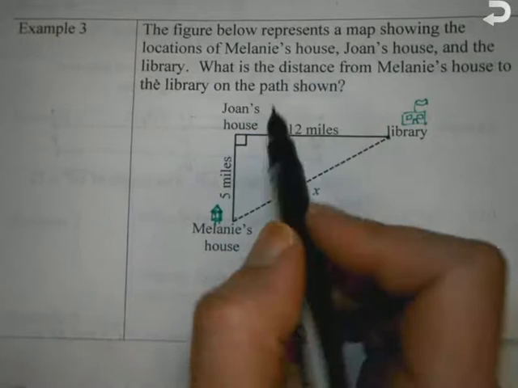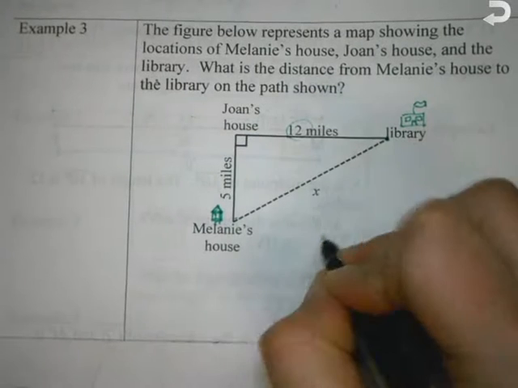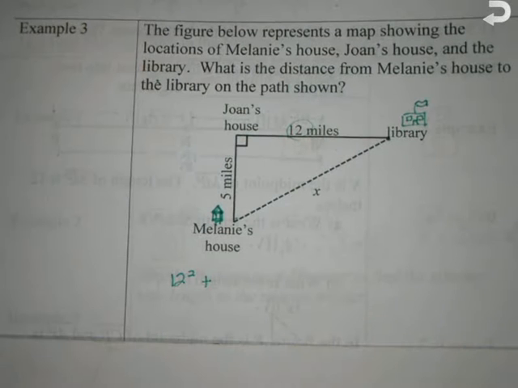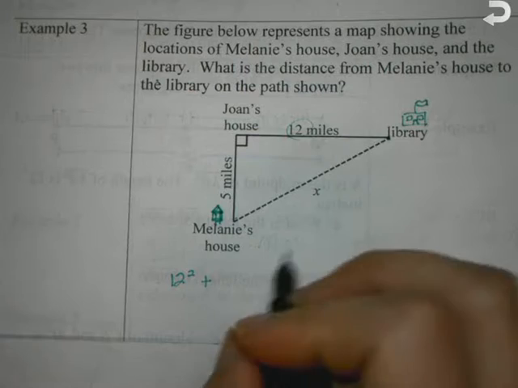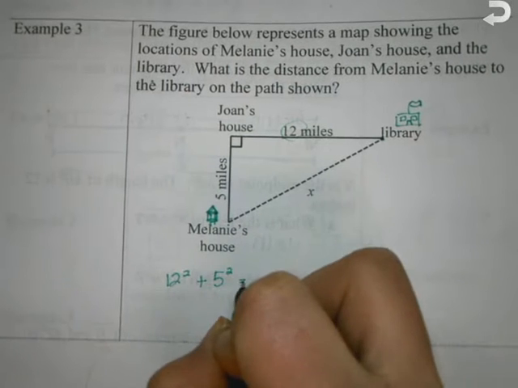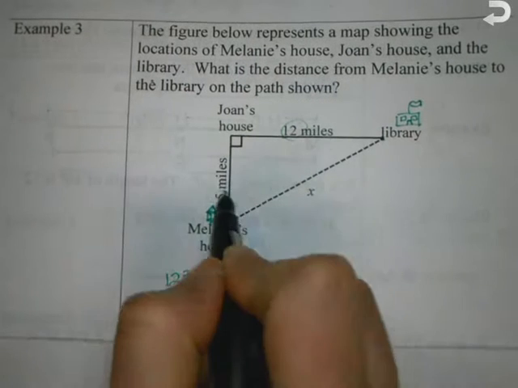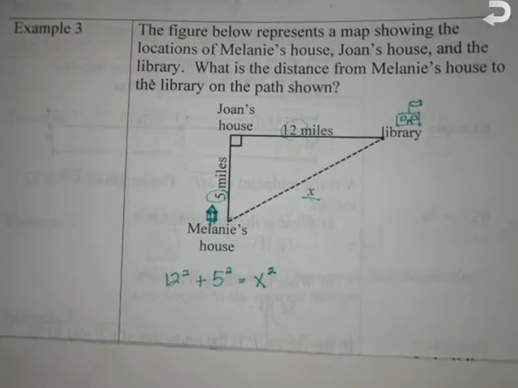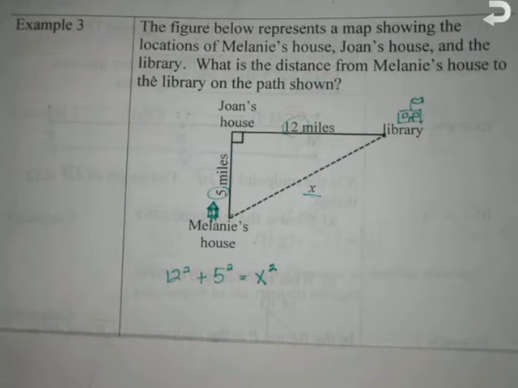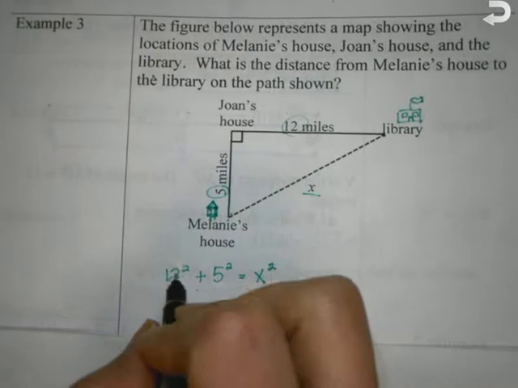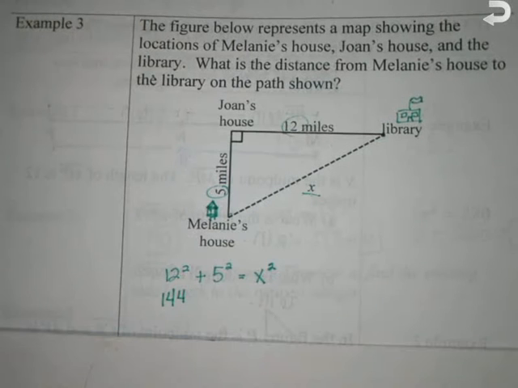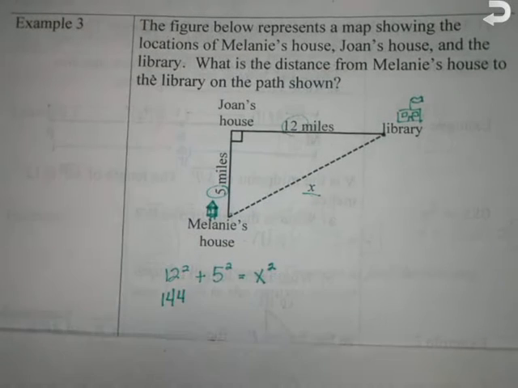So that is 12 squared. Plus, what's the other leg? Alana. 5. So plus 5 squared equals, what is the hypotenuse? X. So equals x squared. Okay, ladies and gentlemen, what is 12 squared? Who has that memorized by now? Good. What's 13 squared, just off the top of your head? Good job. Plus, what's 5 squared? 25.